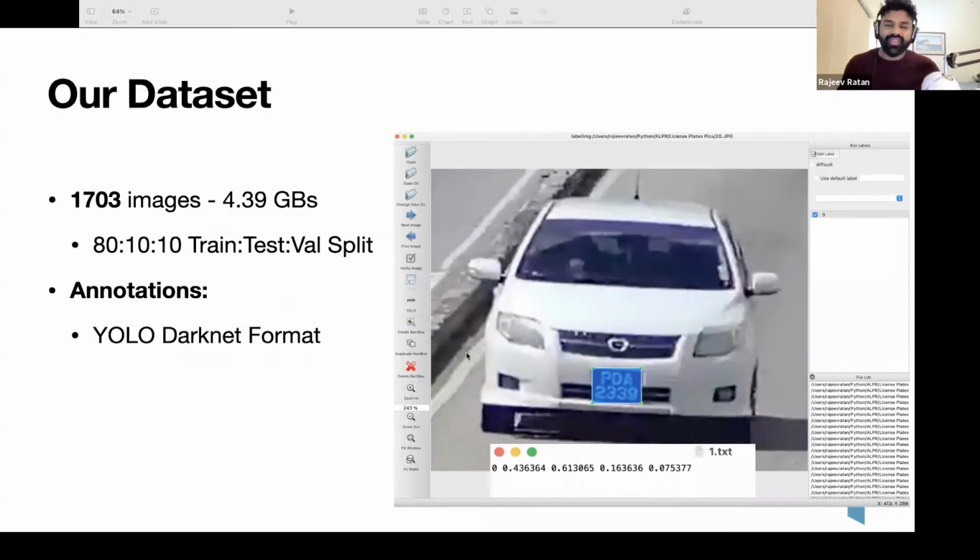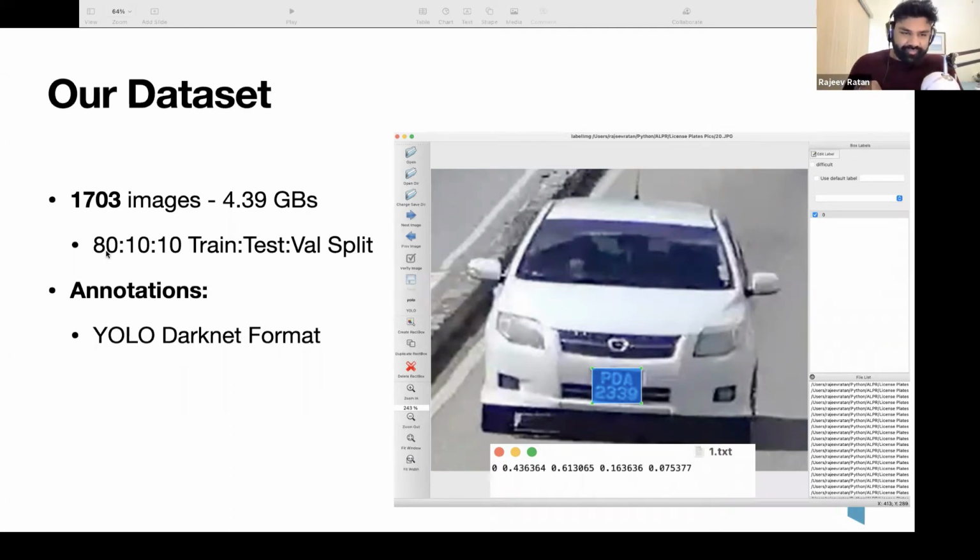So we used this Python program called label image. Basically, it's quite a nice GUI program where you just draw the bounding box over the license plate, and you can save it in either the darknet YOLO format or the Pascal VOC format as well. So this is the output for each image. If there were multiple license plates in an image, you would just have another line with the coordinates of the bounding box here. And what we did, we trained it on 80% of our labeled image data set.